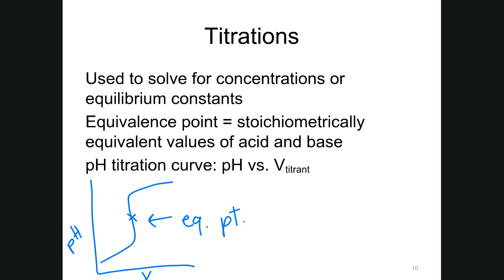Means the same thing. This is where we have moles of acid equal to moles of base. So when we say stoichiometrically equivalent, we mean moles. So our moles of acid and base are equal to each other. Now, what exactly is a titrant? Well, a titrant is the solution being added from the burette.